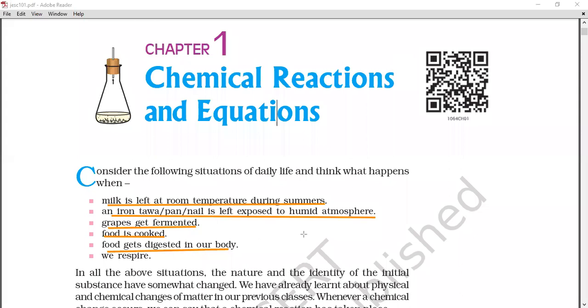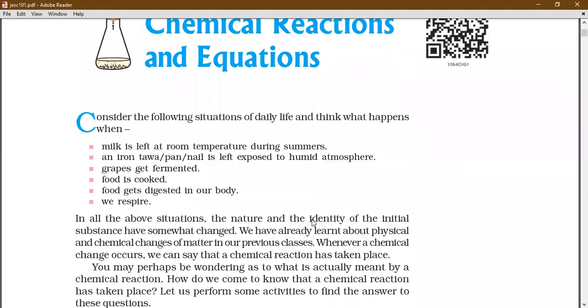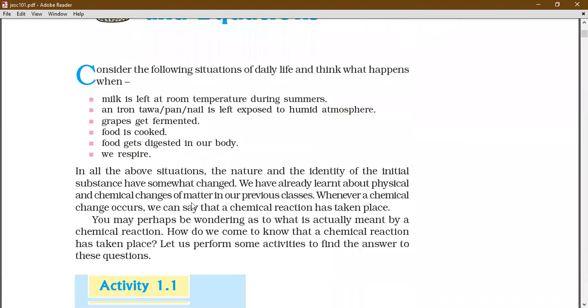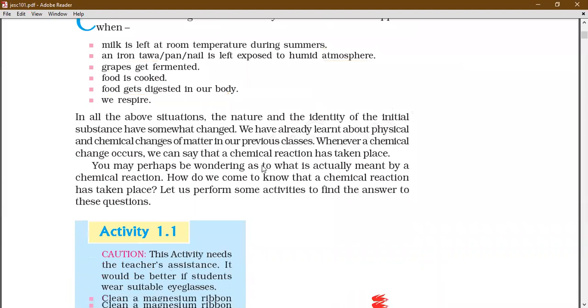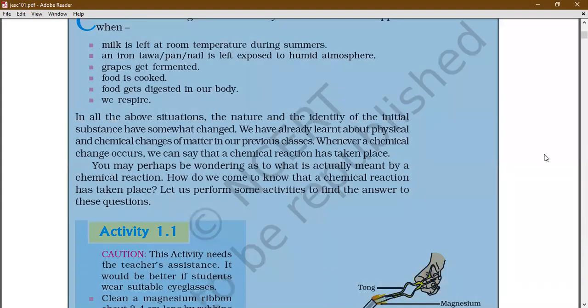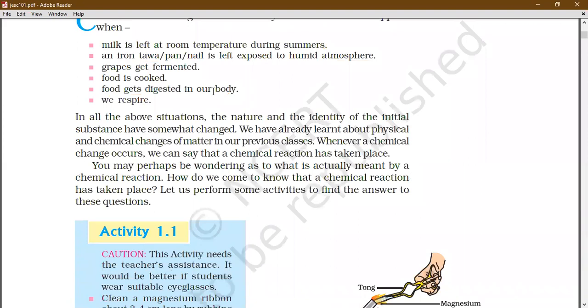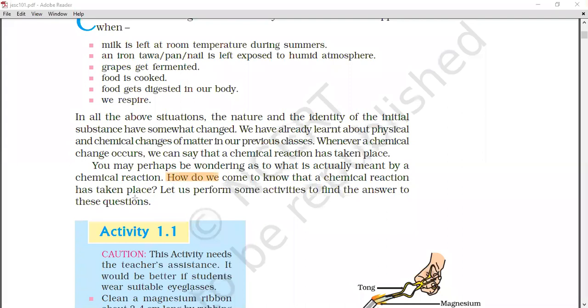In all the above situations, the nature and the identity of the initial substance have somewhat changed. We have already learned about physical and chemical changes of matter in our previous classes. Whenever a chemical reaction or a change occurs, we say that a chemical reaction has taken place. You perhaps be wondering as to what is actually meant by a chemical reaction. How do we come to know that a chemical reaction has taken place? Let us perform some activities to find the answer to these questions.